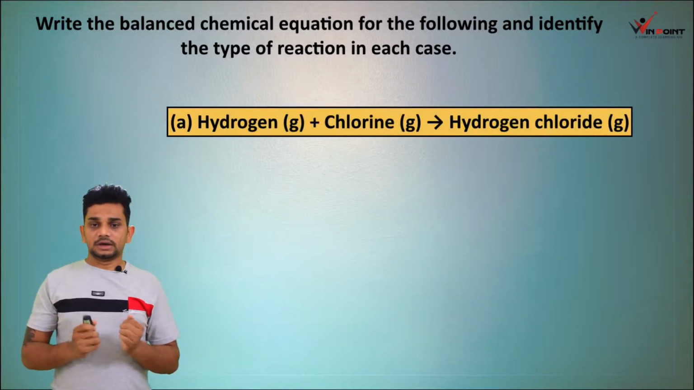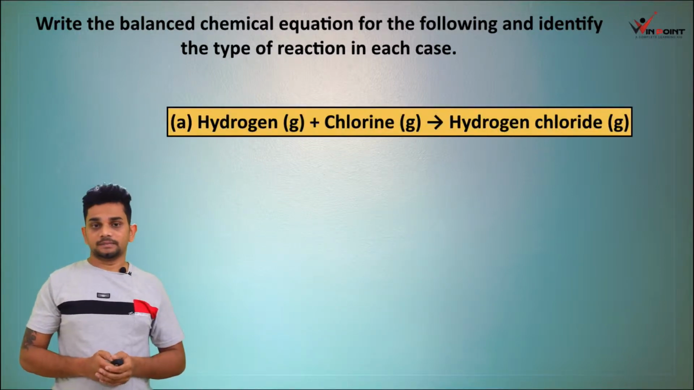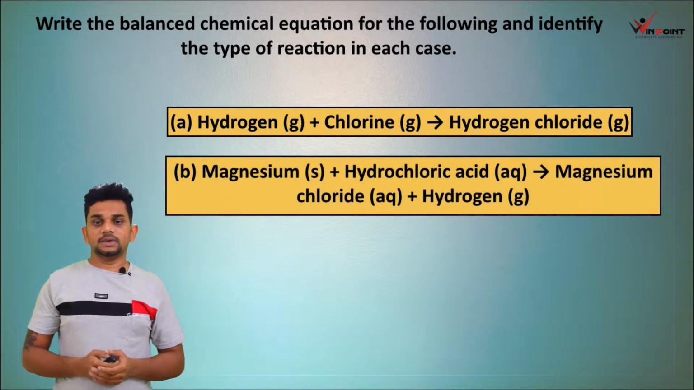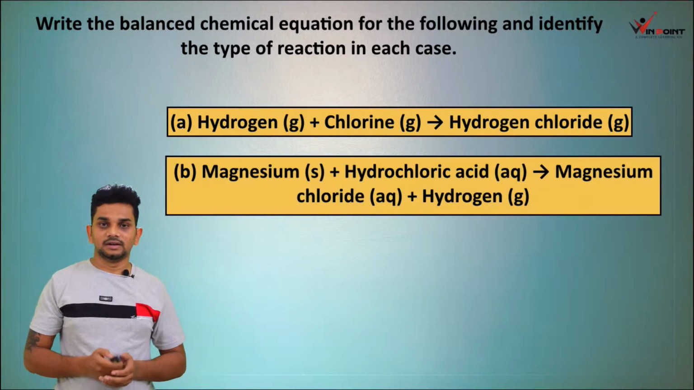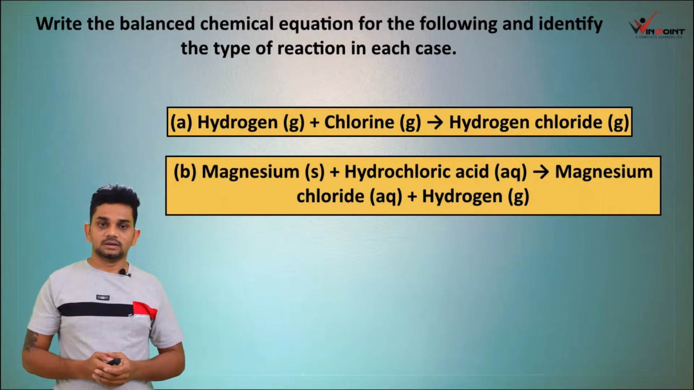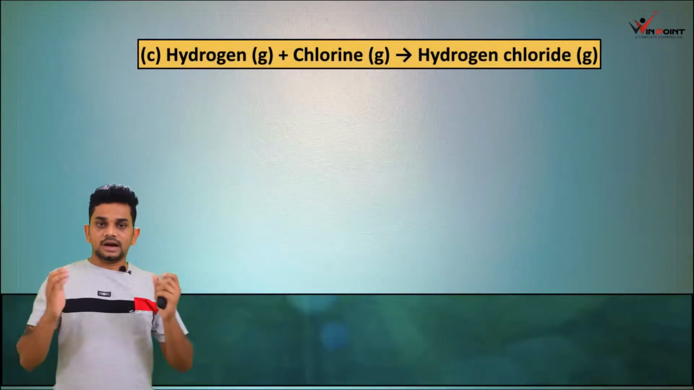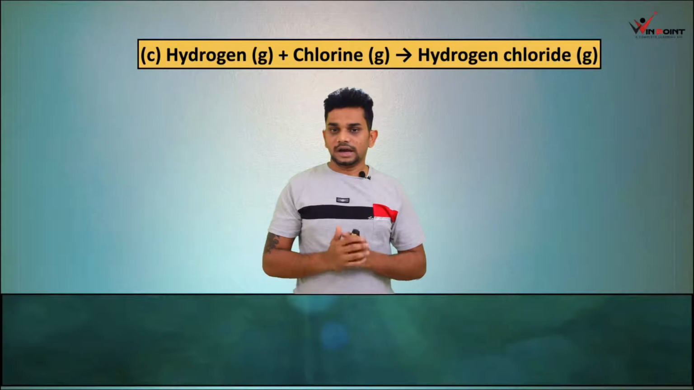Let's start the discussion. Hydrogen plus chlorine gives hydrogen chloride. Second one, magnesium plus hydrochloric acid gives magnesium chloride plus hydrogen. First we can go for the first one. The question is hydrogen plus chlorine gives hydrogen chloride.